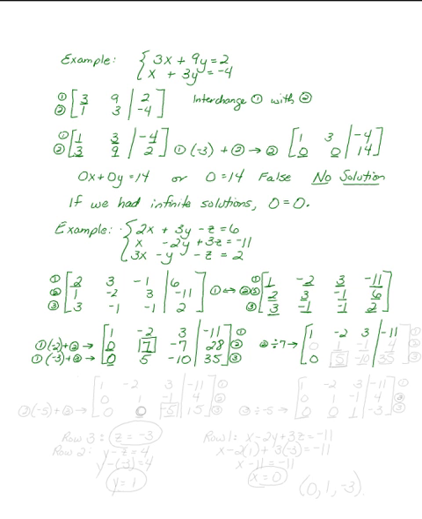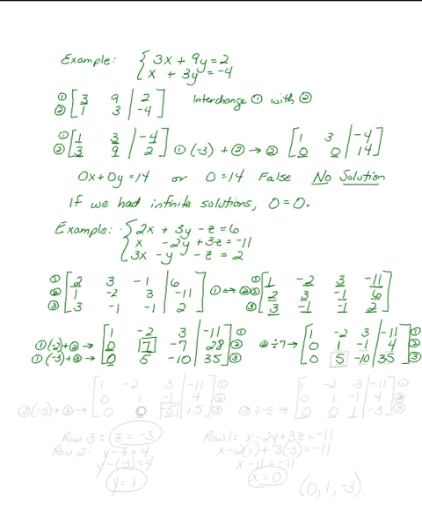So I'm not going to touch row 1. I'm not going to touch row 3. The only thing I'm going to do is take row 2 and divide by 7. 0 divided by 7 is 0. 7 divided by 7 is 1. Negative 7 divided by 7 is negative 1. And 28 divided by 7 is positive 4. So now we have this matrix.